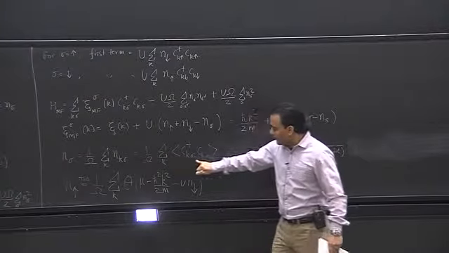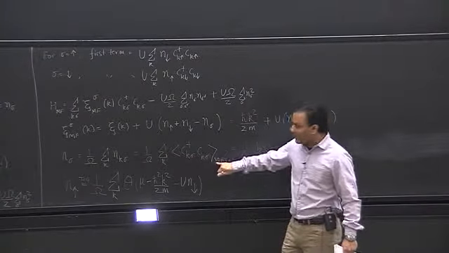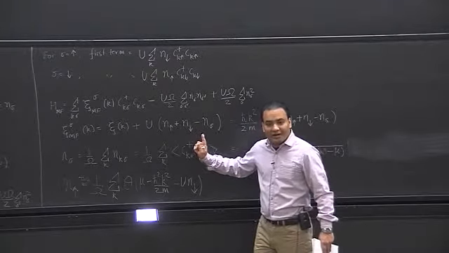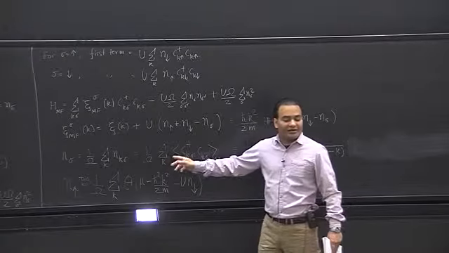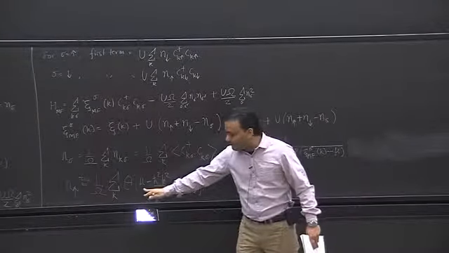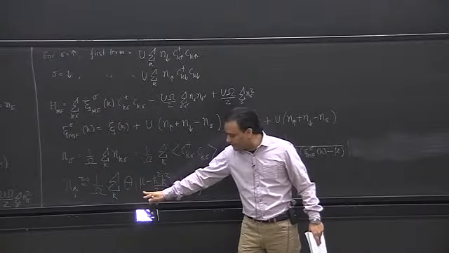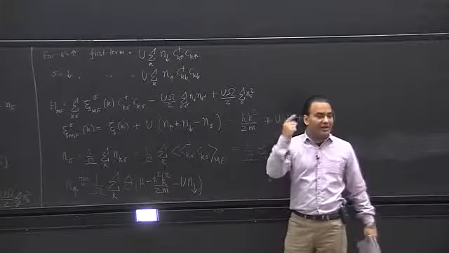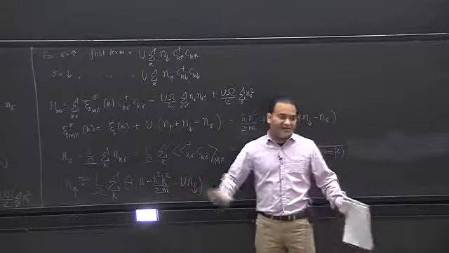So what is this occupation number? This simply gives 1 if this k represents a state that is occupied, and mu at T equals 0 is the Fermi energy, so this quantity is 1 only if the state is occupied.